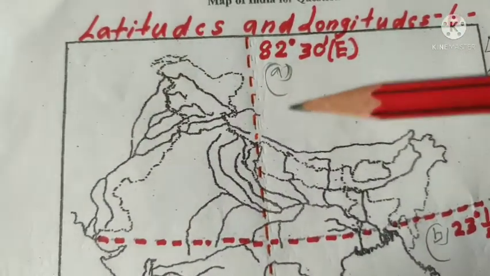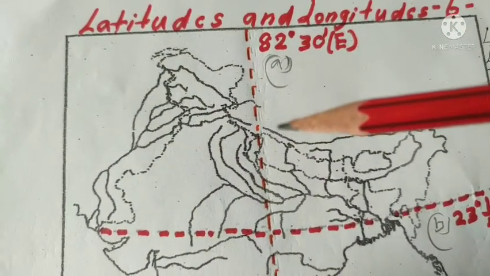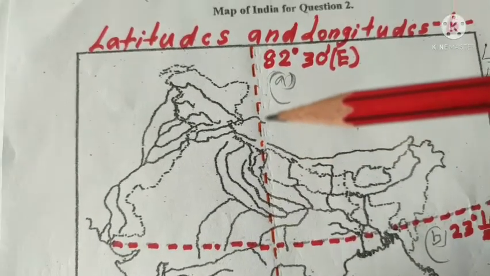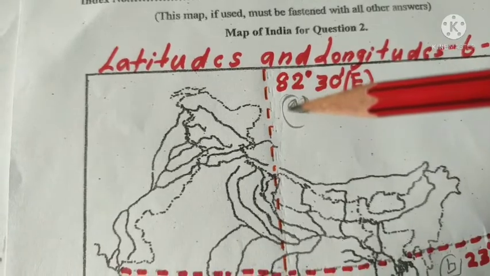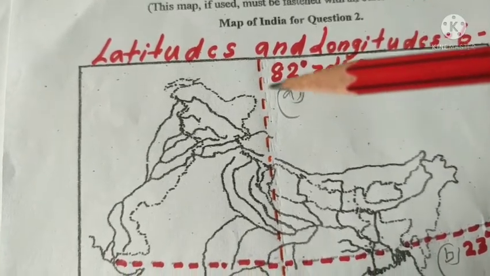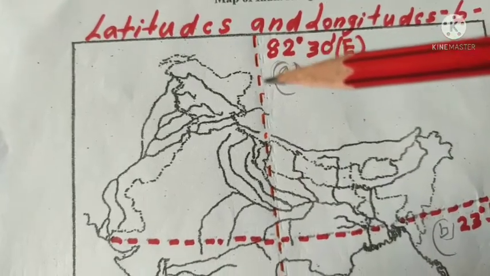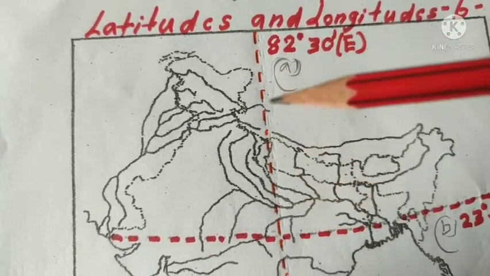Next I am going to tell you about the standard meridian as well as the Tropic of Cancer, 23.5 north, and how to mark them. First of all, I am going to tell you about the standard meridian. So this is the standard meridian of India, and how to draw this. There are 4 things you have to keep in mind.